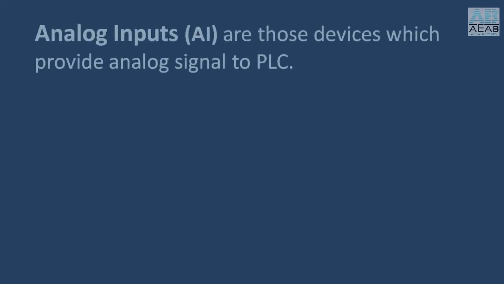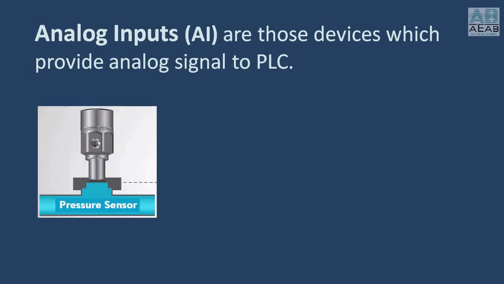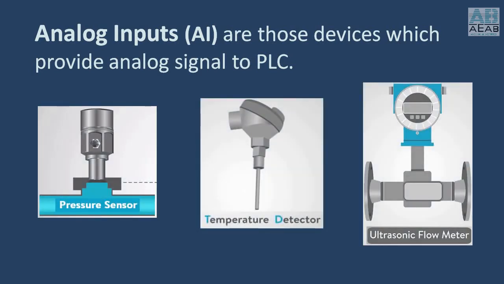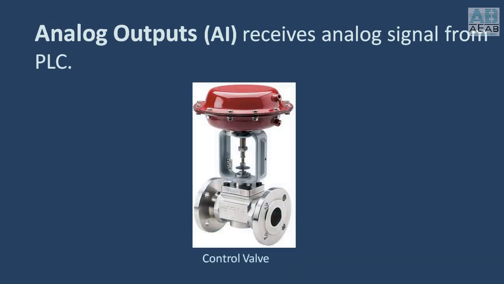Analog inputs are those devices which provide analog signal to the PLC, either in the form of voltage or current. For example, pressure transmitters, temperature sensors, flow sensors, etc. Similarly, analog outputs receive analog signal from PLC. A control valve is the best example of analog output because it opens its flow passage as per the magnitude of signal received.